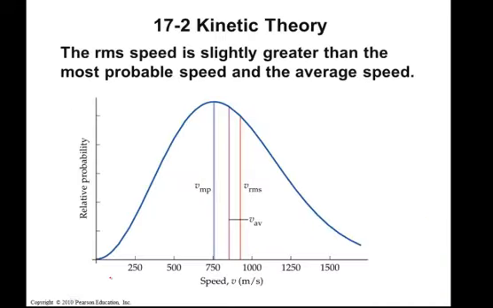Okay, so the root mean square speed is slightly greater than the most probable speed and the average speed. So we can see here's the most probable speed, here's the average speed, and the root mean square speed is slightly higher than that. And that's what we were just finding.